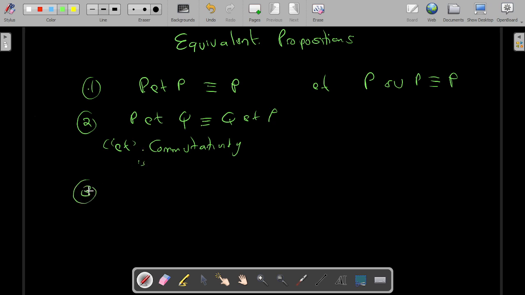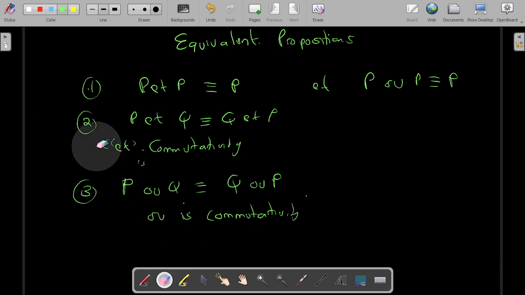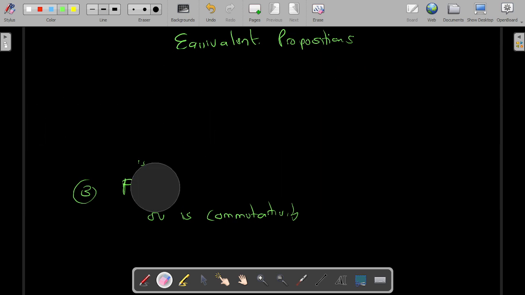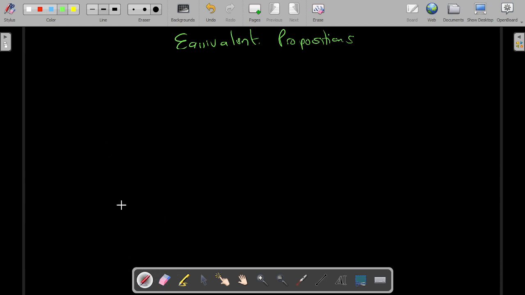Another property deals with OR. We have that P or Q is equivalent to Q or P. So this also means that OR is commutative, because you can change positions. So we're talking about commutativity. And we now move to the fourth property that we can talk about.